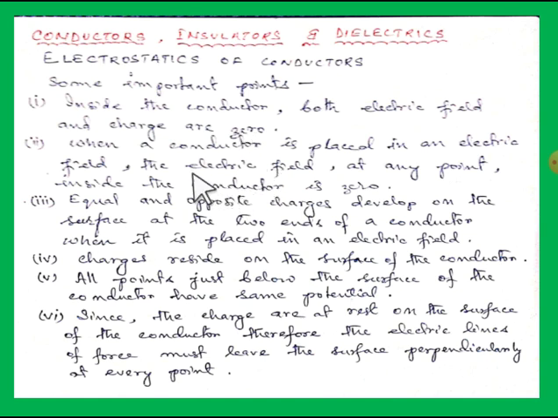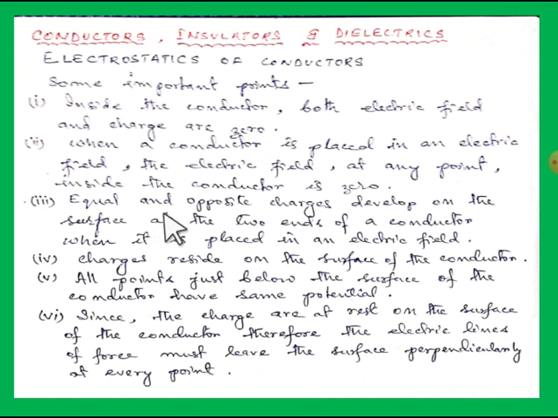Number two, when a conductor is placed in an electric field, the electric field at any point inside the conductor is zero. That means when a conductor is subjected to an external electric field, then what happens? No electric field inside the conductor. That is the meaning. At any point inside the conductor, electric field is zero.